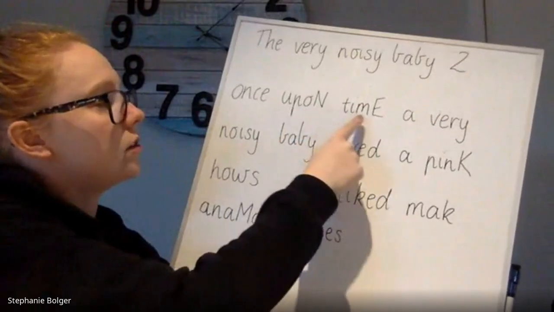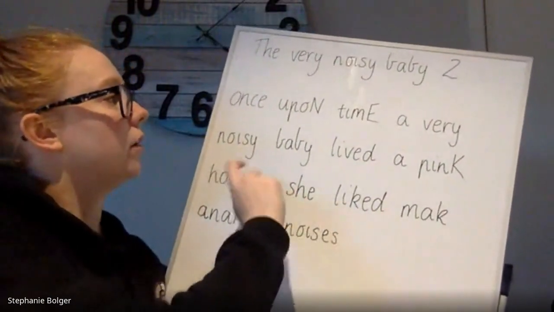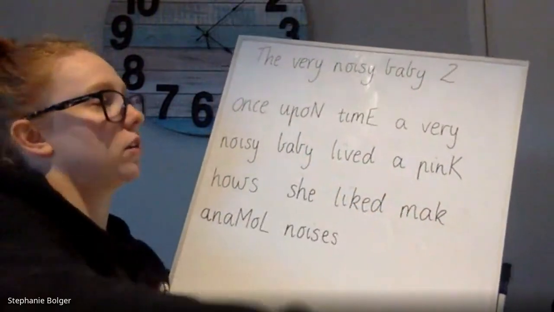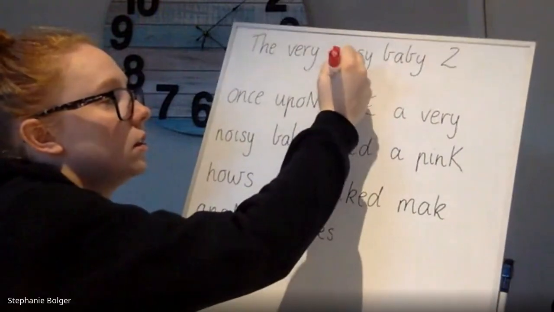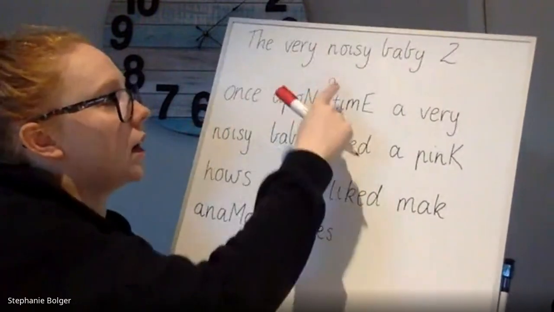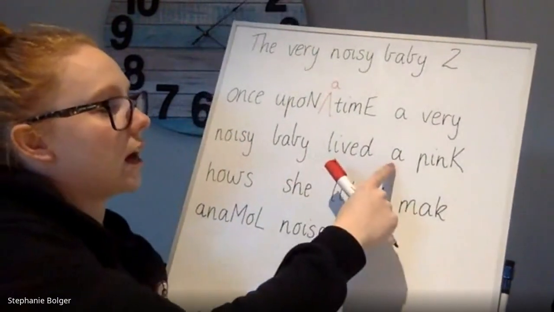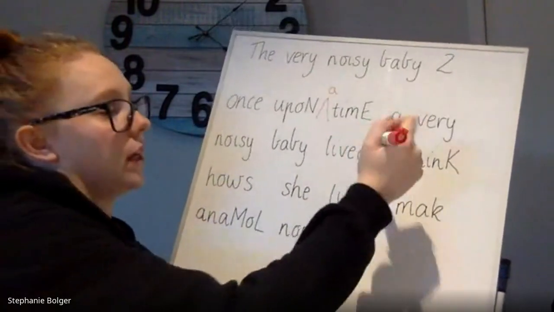Once upon time, that doesn't make sense. I'm missing a word. It should say once upon a time. So I'm going to use my red pencil. Once upon a time, a very noisy baby lived a pink house. Lived in a pink house.